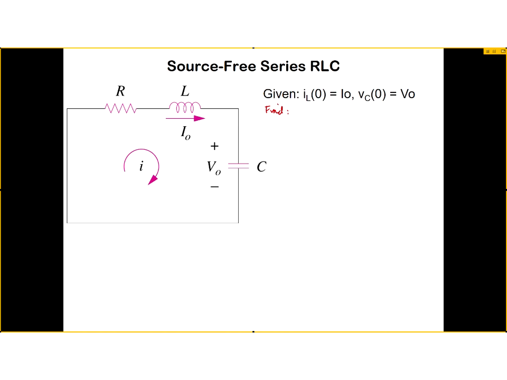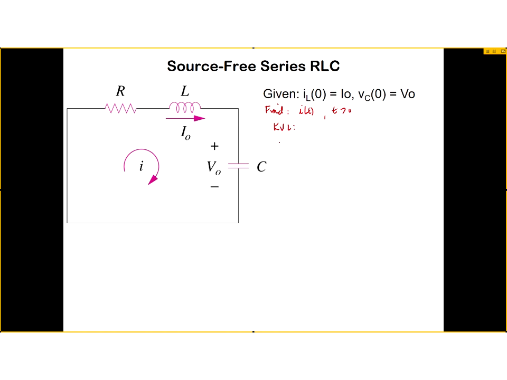When the things are in series, there's only one I. Let's solve for that I. Okay? So find I as a function of time for t greater than 0. So luckily for us, we're given the initial conditions, IL at 0 and VC at 0. Okay, so taking advantage of the fact that they are in series, I'm going to do a KVL.